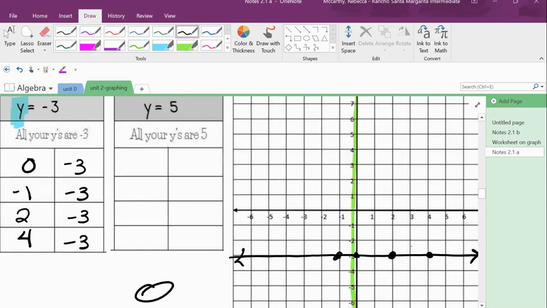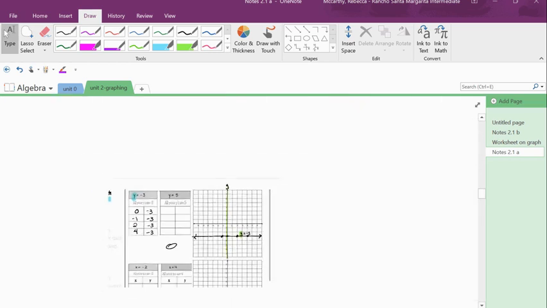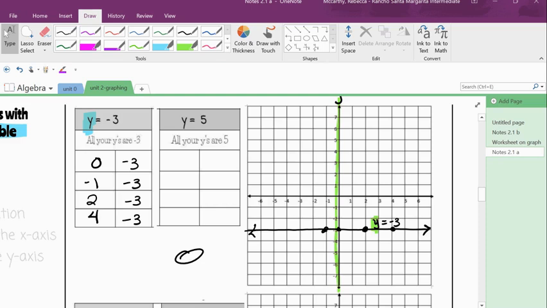And I'm going to write y equals negative 3. Notice it just crosses the y-axis because there's only the variable y. So that's one way to remember that. Okay, now let's graph the next one. I have y equals 5. That means all my y's are 5. So I'm going to make them all 5.